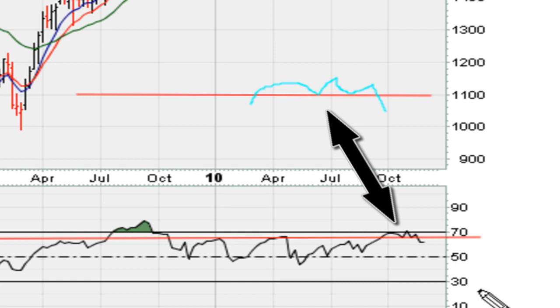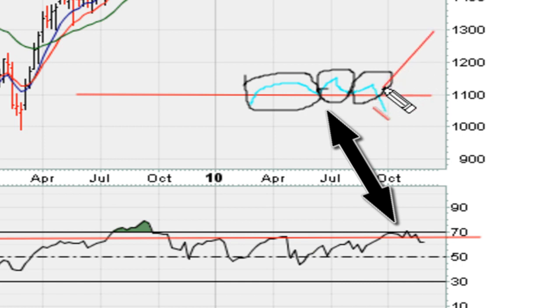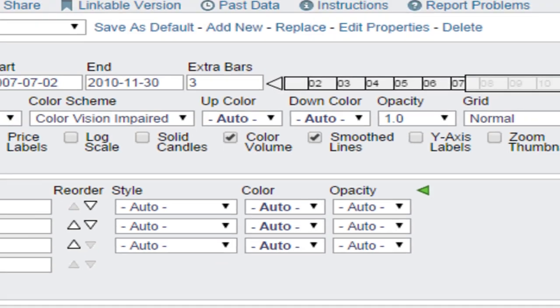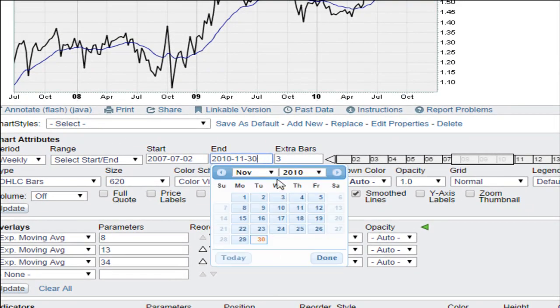So to me, this is uniform action. This move here is uniform action to the line, and also this is uniform action. All of them separately are uniform action. And so by the time it comes back and breaks below the red line, I would say that's a sell signal. But let's see what happened. Let's go back and take a look, now to the end of December.